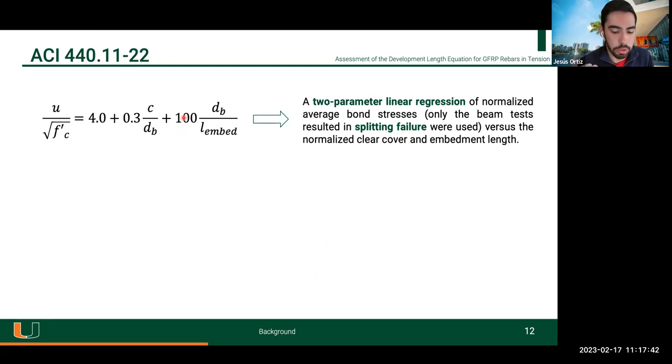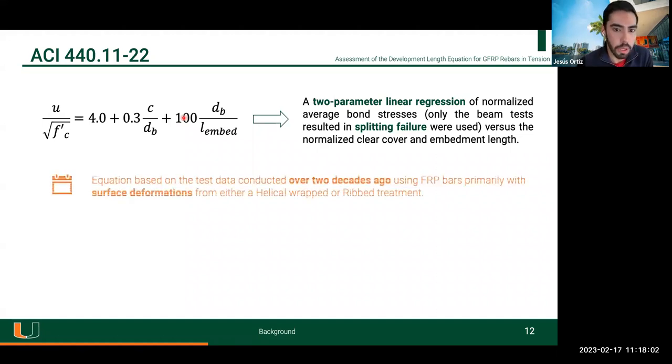The pull-out failure or the slippage failure is usually avoided by putting a minimum limit on the development length that is around 12 inches or 20 times the bar diameter. So with that minimum required length, you avoid the pull-out failure, but the splitting failure is a little bit more complex. This equation was based on test data conducted over 2 decades ago using a bar with surface deformation, either helical wrap or rivet treatment. Now we have more surface treatments.